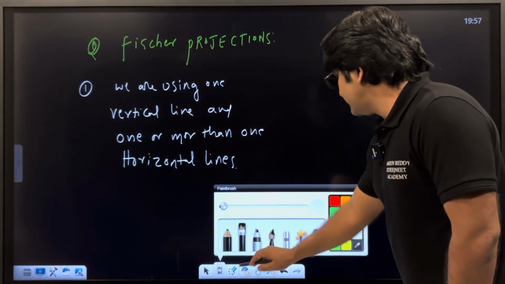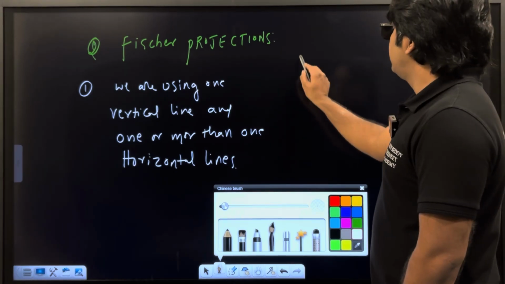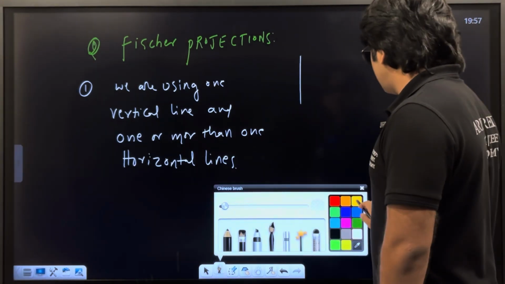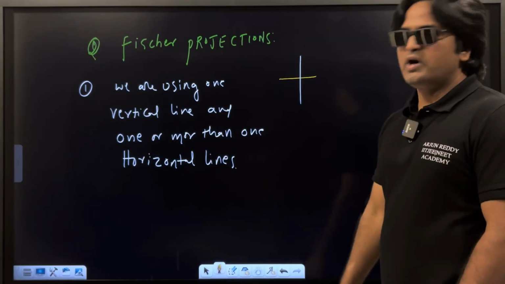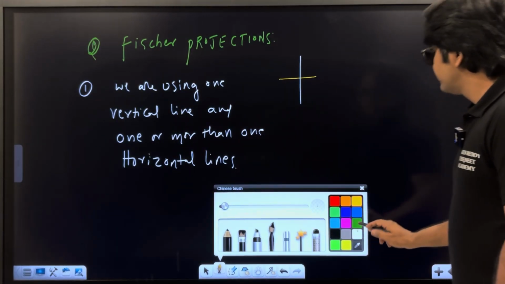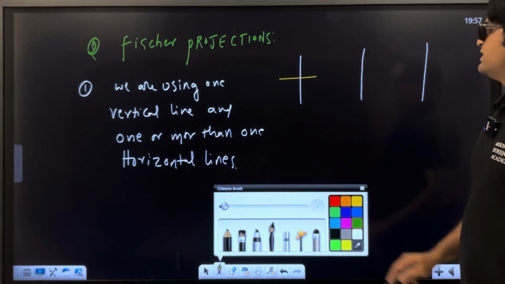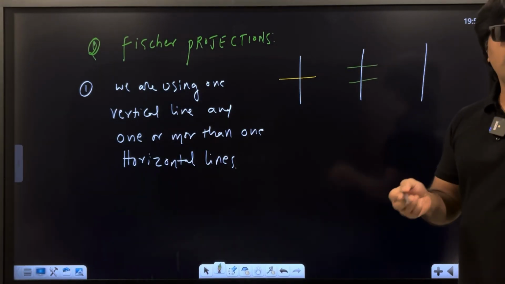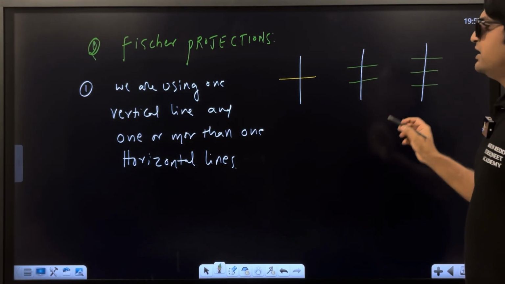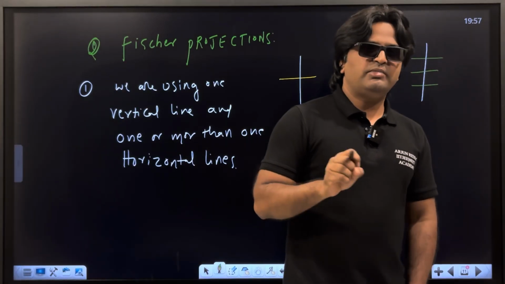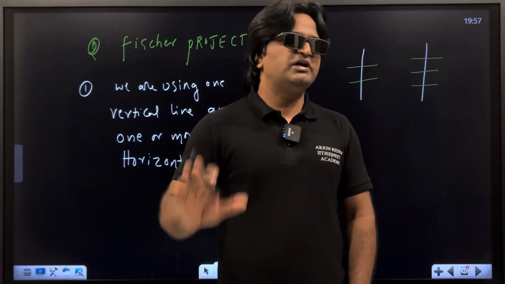Then you can represent it like this. Here I am taking one vertical line and one horizontal line. Otherwise, one vertical line and one or more horizontal lines, meaning you can use two horizontal lines, three horizontal lines, any number of horizontal lines, but only one vertical line. That depends on the given molecule.